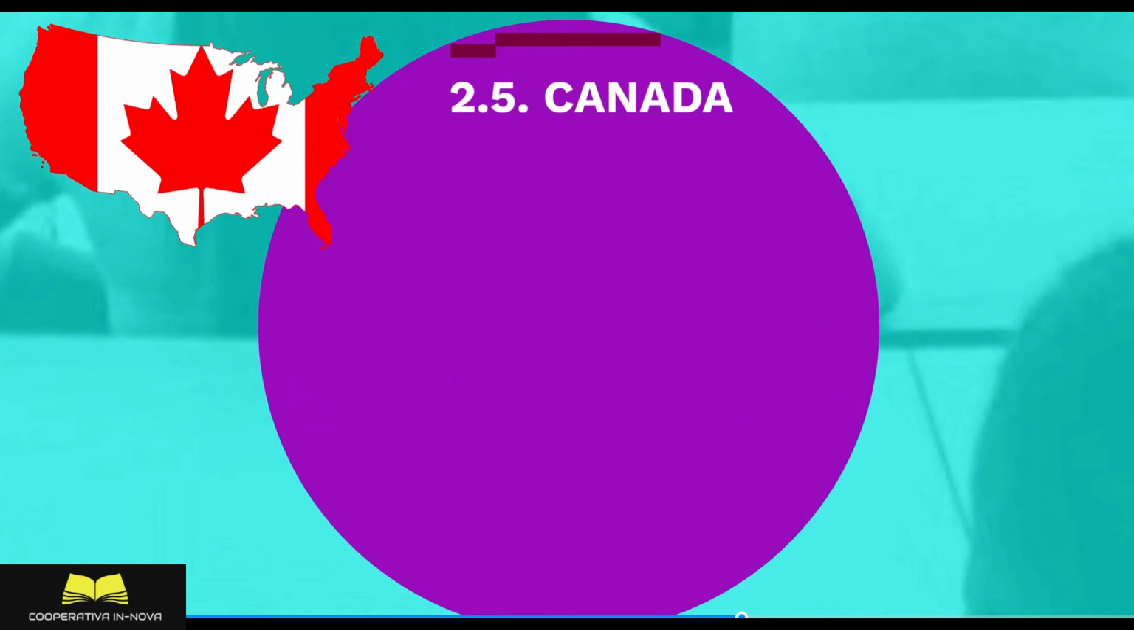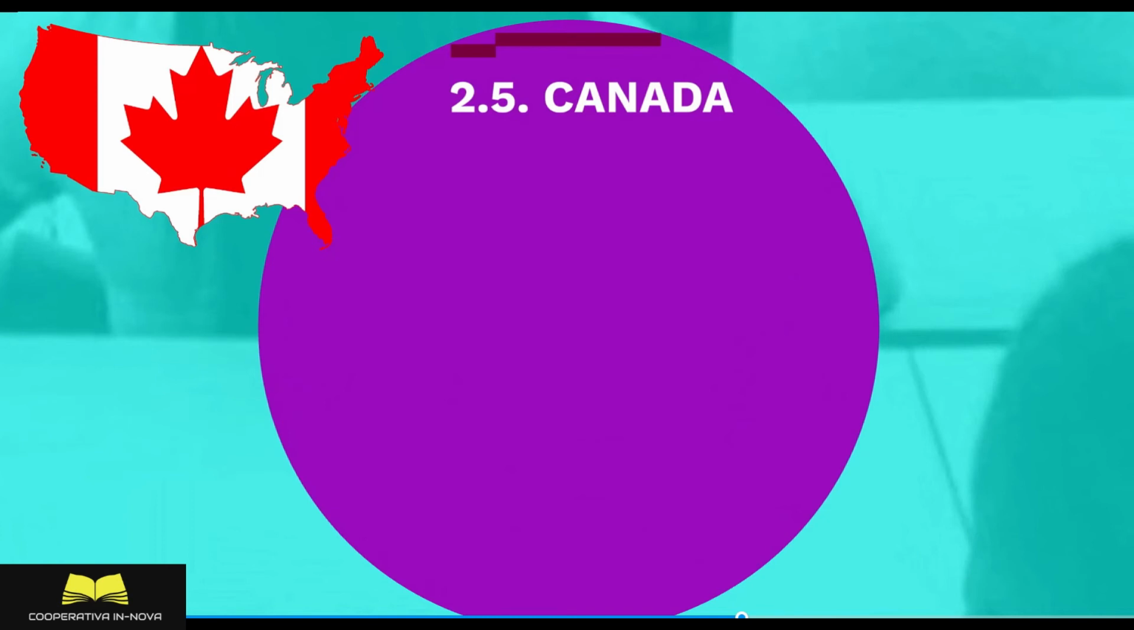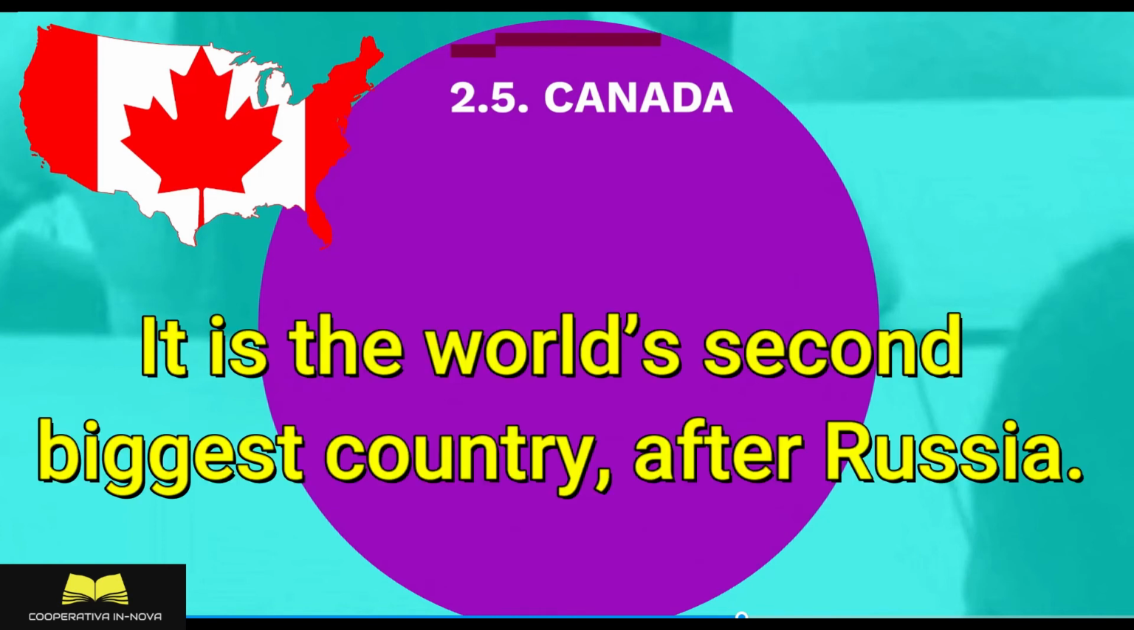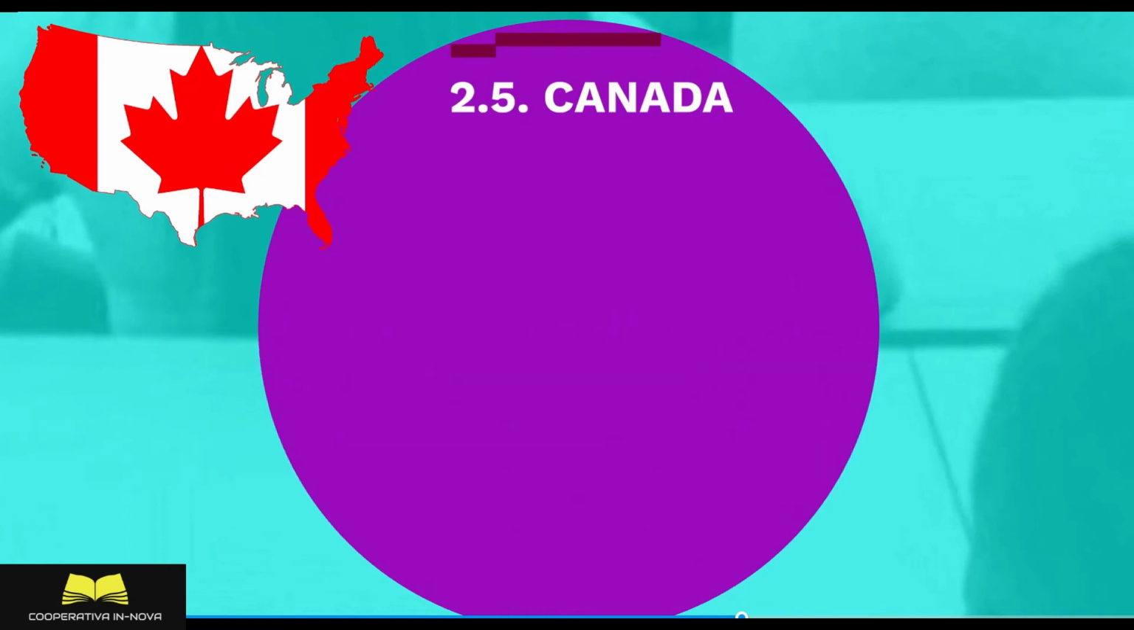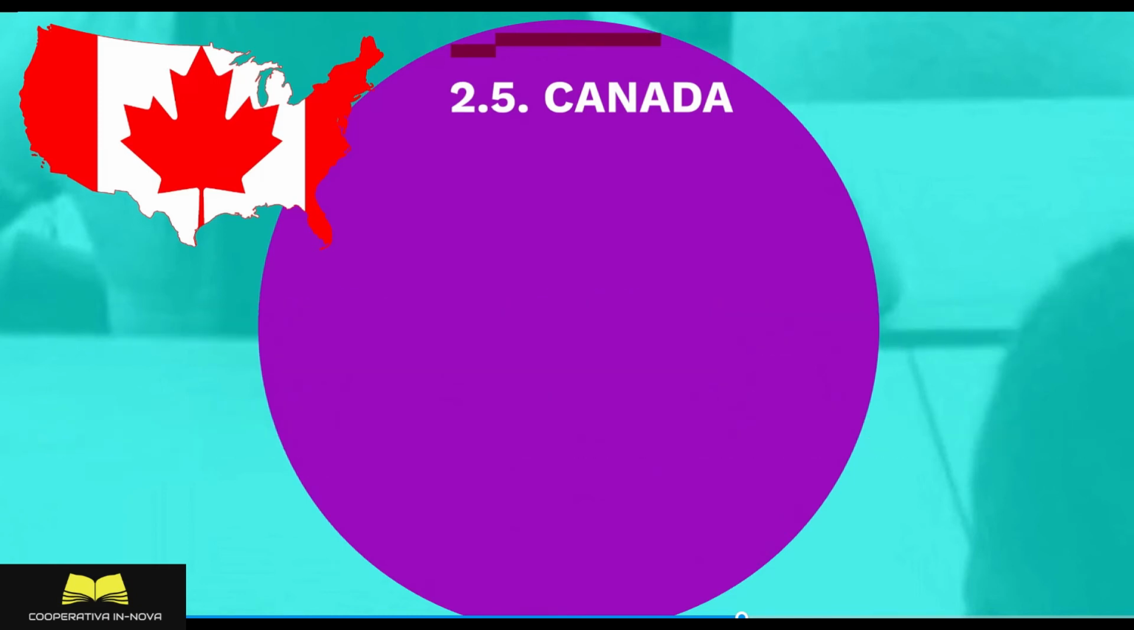2.5 Canada. Finally, the last English-speaking country that we will deal with is Canada. It is the world's second biggest country, after Russia. The capital is Ottawa and the currency the Canadian dollar.